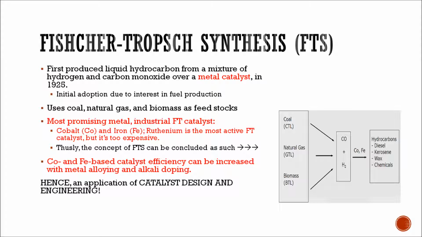So we're able to use coal, natural gas, and biomass as feedstocks, as seen in the diagram to the right. And we take cobalt and iron-based catalysts and alloy them with different metals or co-catalysts using catalyst design and engineering to increase the efficiency and also reduce the cost of the metal catalyst that's used.